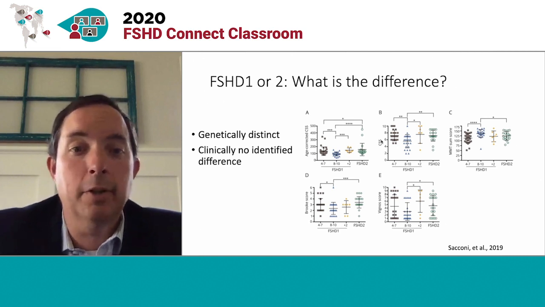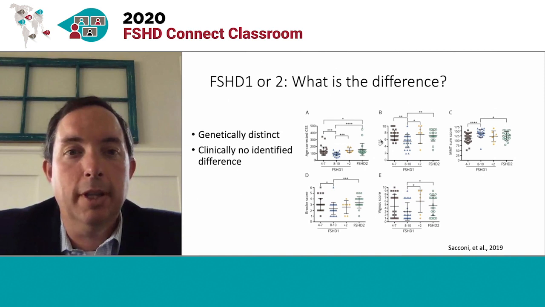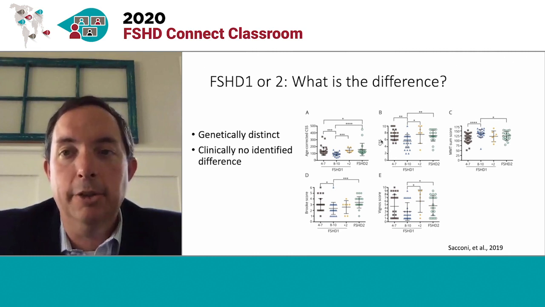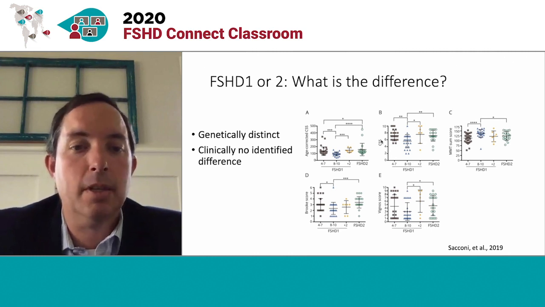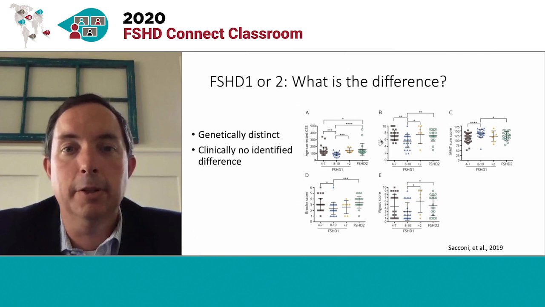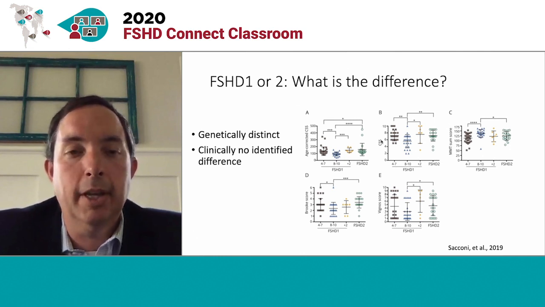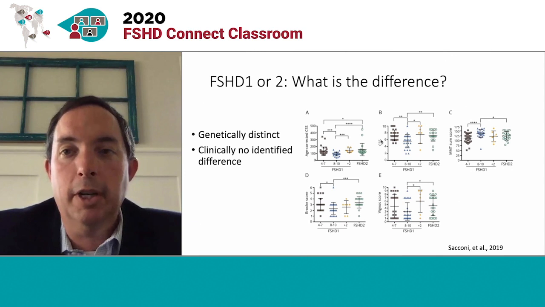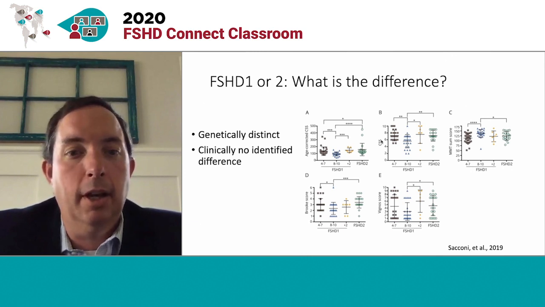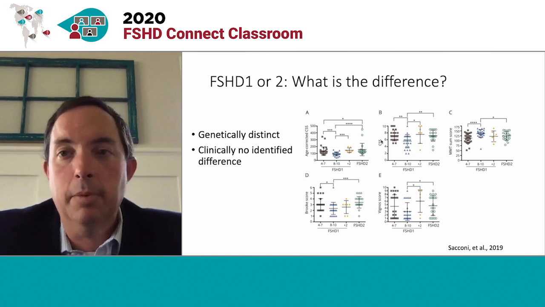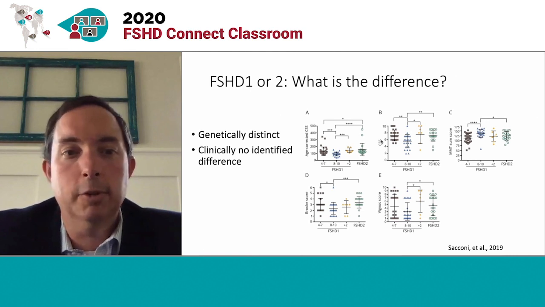I personally can't tell when I see somebody in clinic whether or not they have FSHD1 or 2, and that's because at the end of the day, it's related to DUX4, the same pathogenic mechanism, and that leads to the same basic clinical phenotype. Lots of difference in the genetics, and I suspect that we may end up in a place where some of the treatments may be slightly different, depending on how much they're targeting different parts of the genetic phenotype, but clinically, no difference whatsoever.